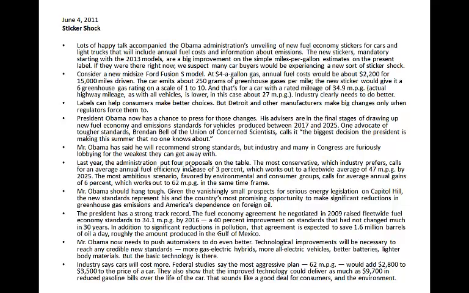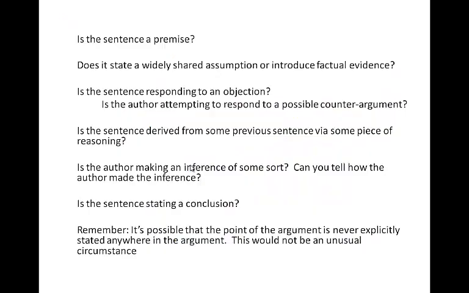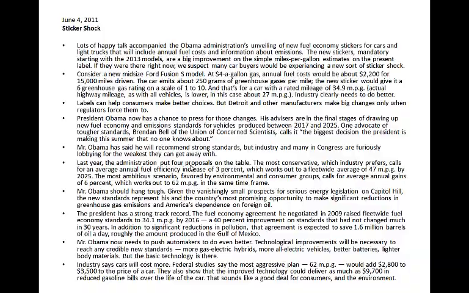You could just pause here and read the article. Read the article with these questions in mind. Do your best first to identify the conclusion. So this would be the point to pause.